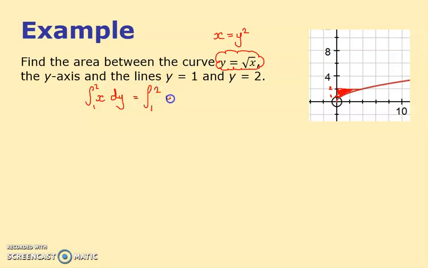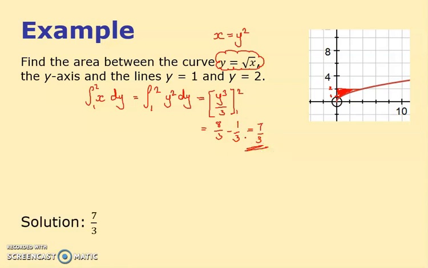It's the integral of y squared dy. So having written x, I change it into y squared. I now integrate y squared, I get y cubed over 3 between the y values 1 and 2. So I put 2 in, I get 8/3. Put 1 in, I get 1/3. Take 1 away from the other, I get 7/3. That's quite nice. 7/3 was the answer.